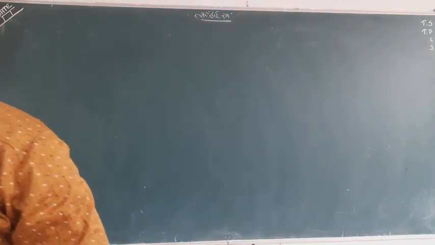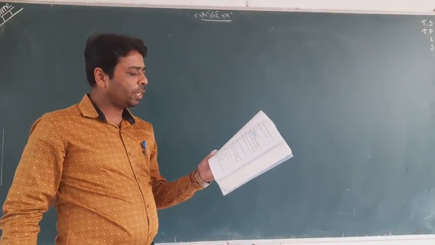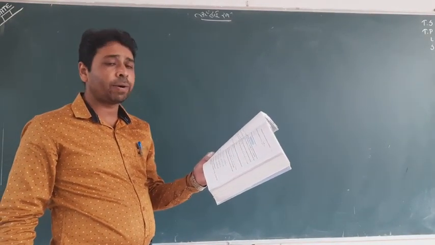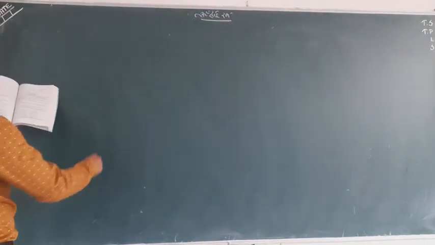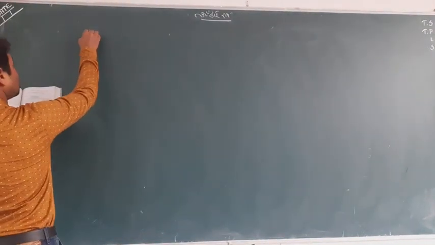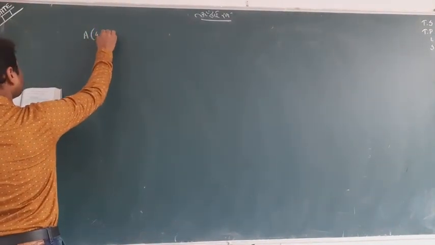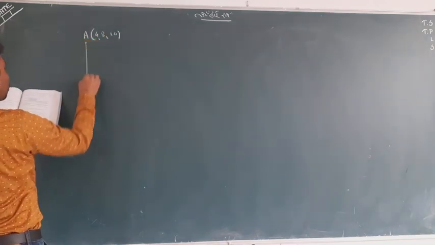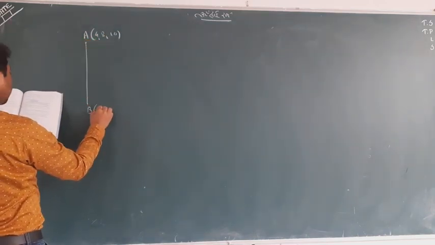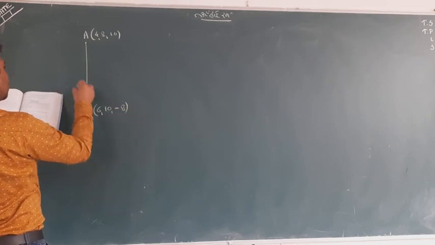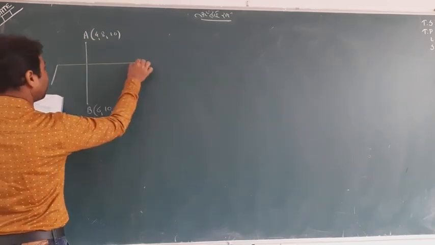The question says, find the ratio in which the line segment joining the points A and B is divided by the yz plane. This is a very interesting question. Suppose A is the point (4, 8, 10) and B is the point (6, 10, -8).